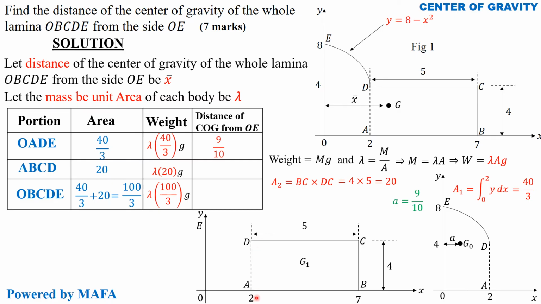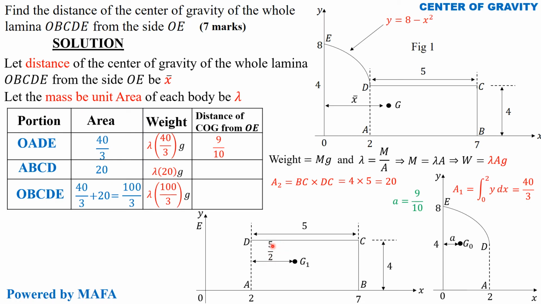Next, for the rectangle, we can try to find the distance of its center of gravity from the side OE. Now generally, the distance of the center of gravity of a rectangle or of a square from any of its sides is simply half of that side. So the distance from this side AD of the center of gravity of this rectangle is simply the length, which is DC, divided by 2, which is 5 on 2.